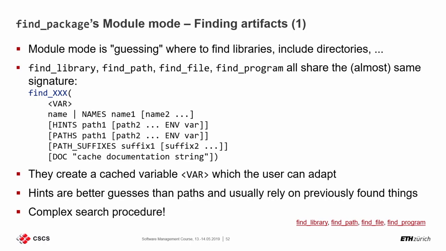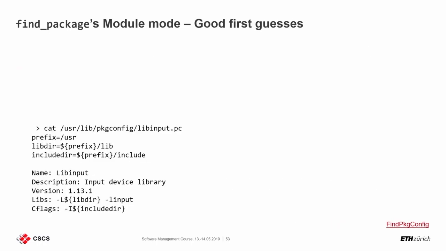And it's a really complex search procedure. When you look at the documentation of find_package, there is quite a large list of different paths and options that might be searched, and there are really many things. So what's a good first guess? Where might we find something?